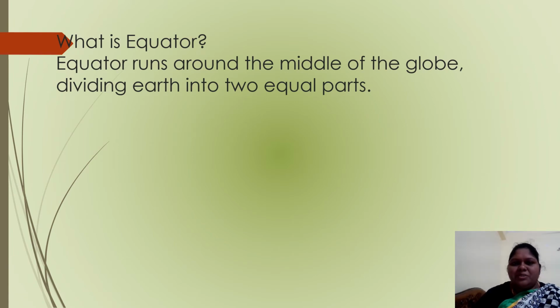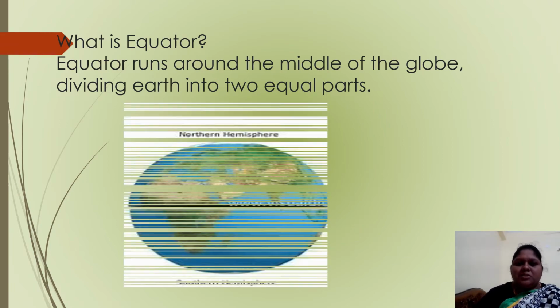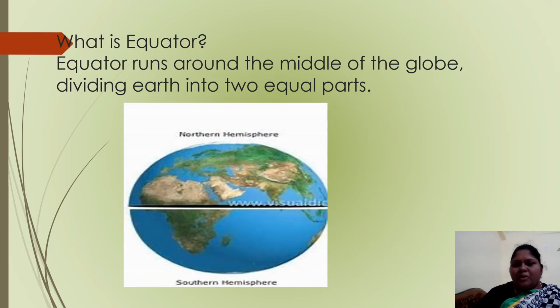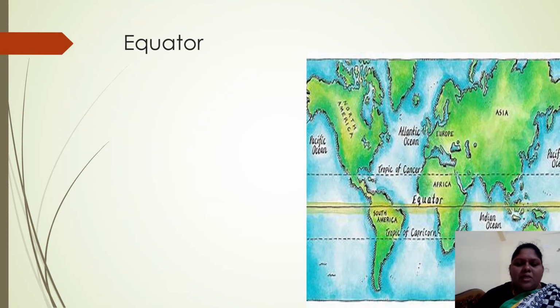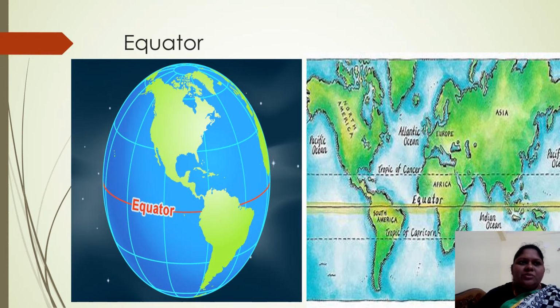So now let's learn what is equator. Equator runs around the middle of the globe, dividing Earth into two equal parts. In the picture, you can make out the two parts have been divided. The topmost part is the northern hemisphere, and at the bottom, you see the southern hemisphere. It stands at 0 degrees latitude. The equator is the longest line of latitude. As you keep moving away from the equator towards the poles, the lines of latitudes become smaller till the line finally points at the poles.